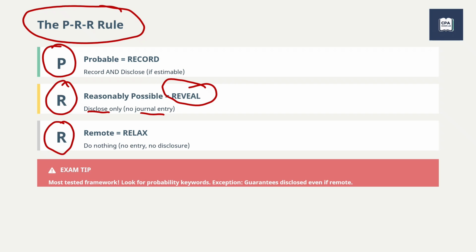So here's the exam tip. This PRR framework is the foundation of everything. The exam will give you the probability level, then ask you whether you need to make the journal entry or if you need to disclose it. Here we have one critical exception, which is guarantees. Let's go to the next slide.